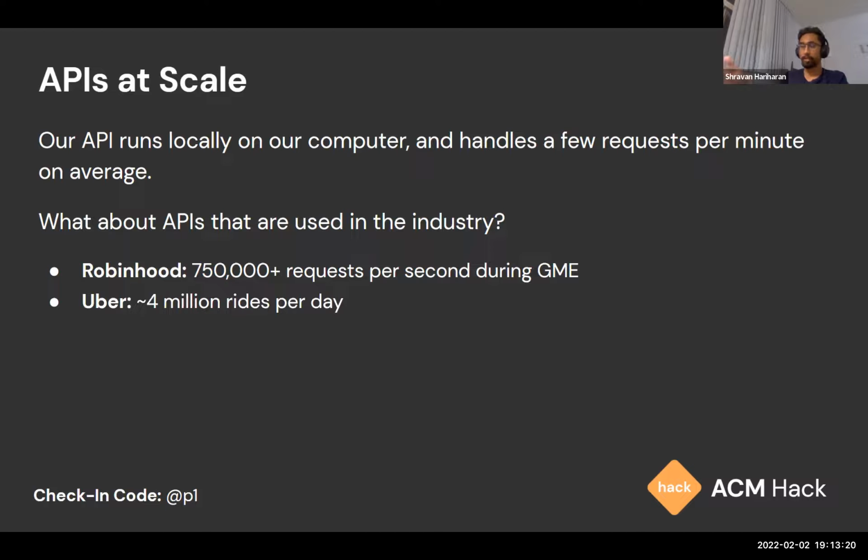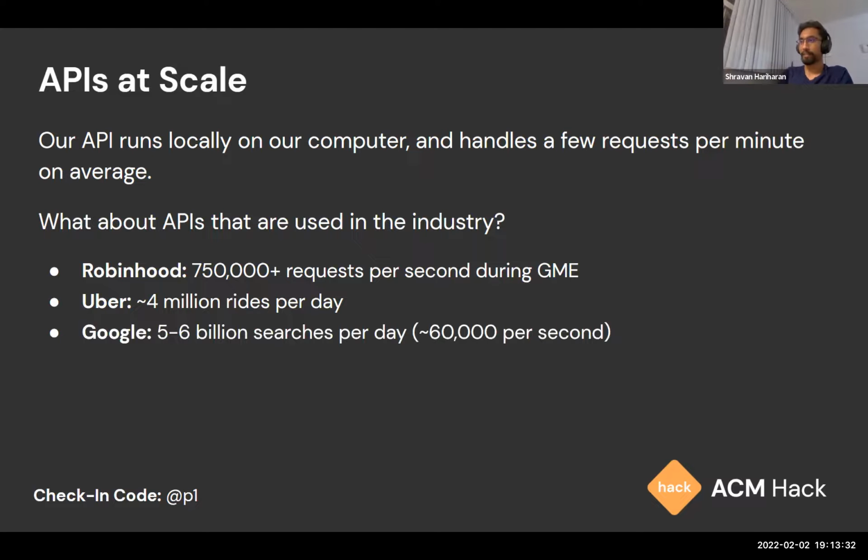right? Uber gets 4 million rides a day, which, think about how many requests that is. Getting requests for a car, the map changing, delivering the person, all that kind of stuff. And then Google gets about 5 to 6 billion searches per day, which is about 60,000 per second. How do we make APIs that are able to handle that kind of load?